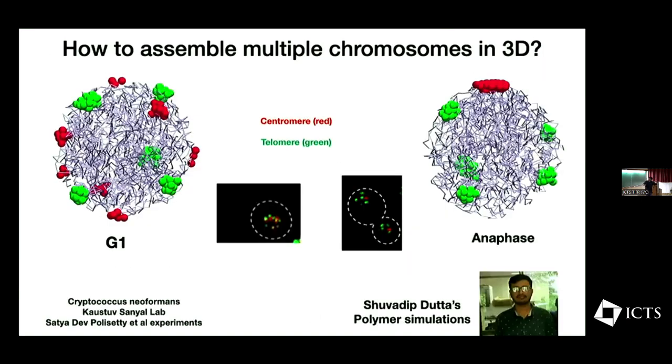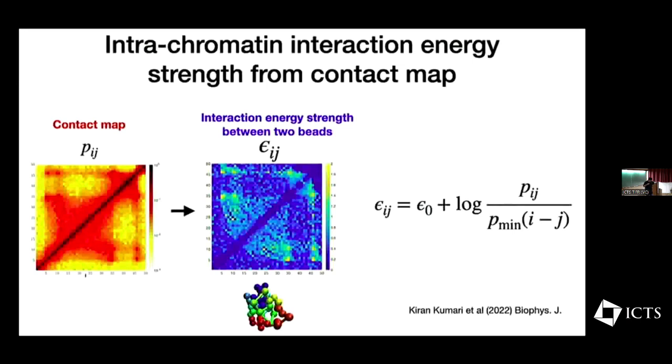Then one can assemble such chromosomes into multiple chromosomes, which I wouldn't go into the details of. We can ask the question, what is the interaction strength of these two segments? This interaction strength is related to the contact probability. So we could come up with an empirical relation between the contact probability P_ij and the interaction strength epsilon_ij. Given the contact probability, we can compute how strong that interaction is.